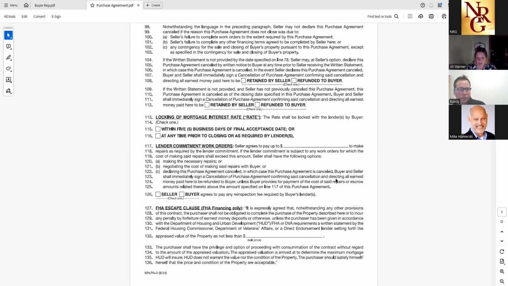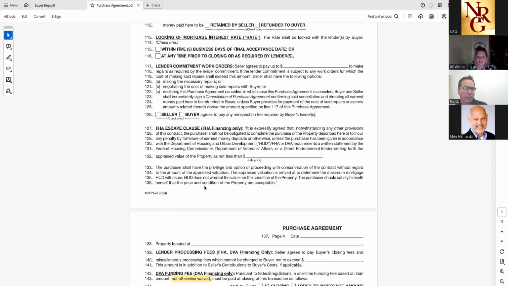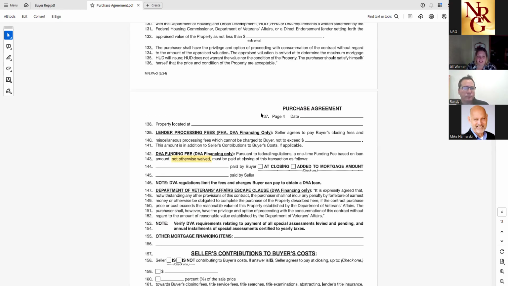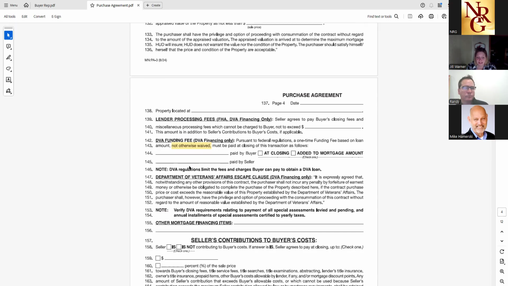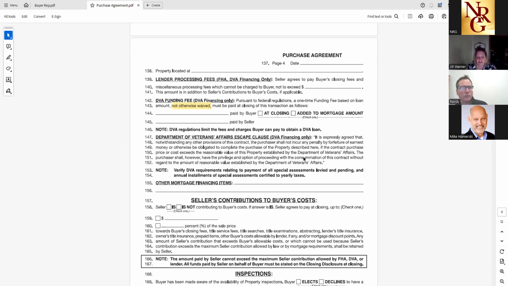Lender commitment work orders, that's a big one too, if you haven't filled in this, and who's paying for that. FHA escape clause obviously has to be filled in. And then here, it looks like there was a line 143, there was a highlighted "not otherwise waived" that they added to that section. So again, a little bit of verbiage that's on the VA funding side.